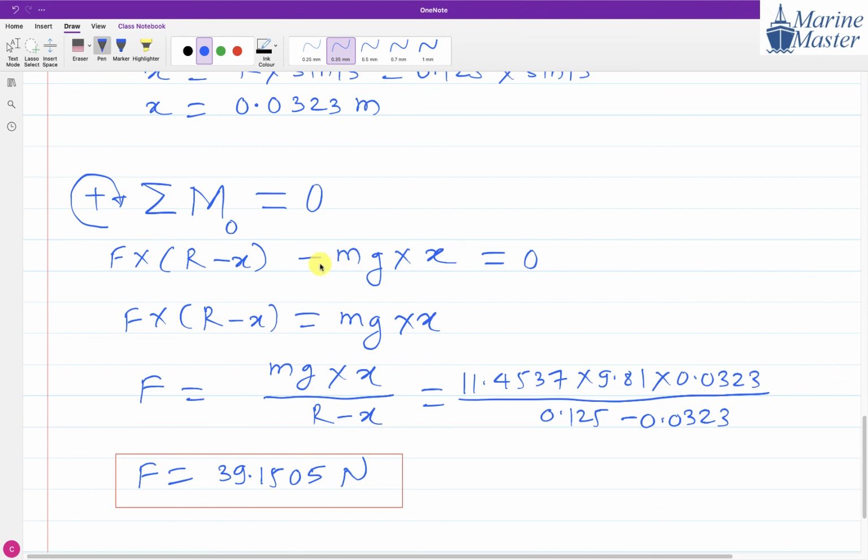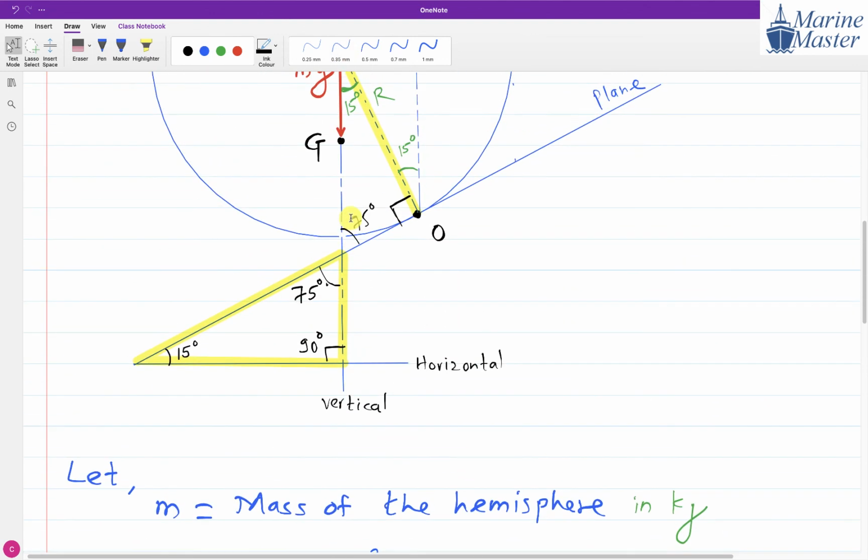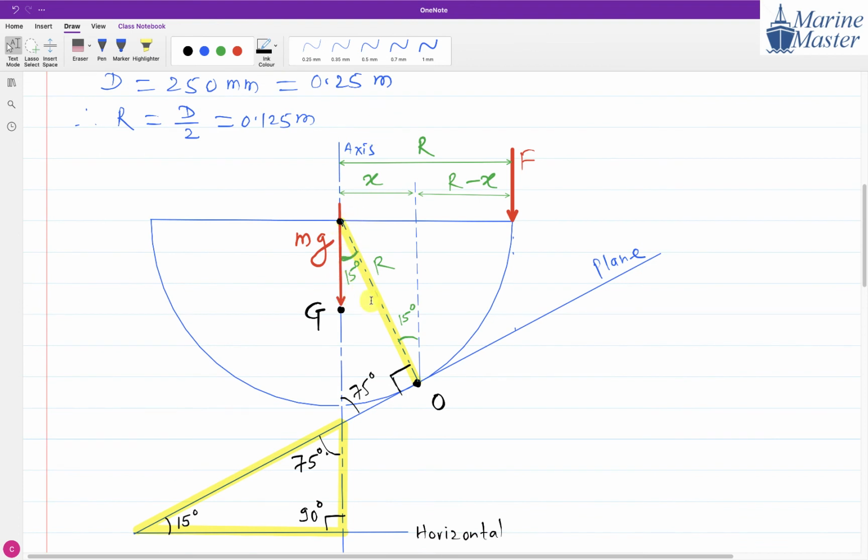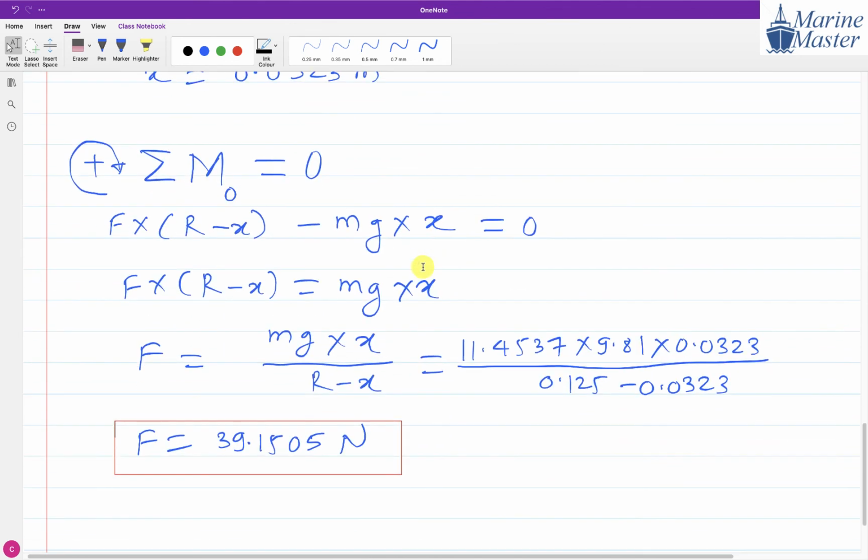The center point is O. This load is acting in the anti-clockwise direction. With respect to the weight, the perpendicular distance is x, and anti-clockwise we will consider as negative. So it is F into (r minus x) minus mg into x, which is equal to zero. This equal to zero is as per the law that the moment is zero.